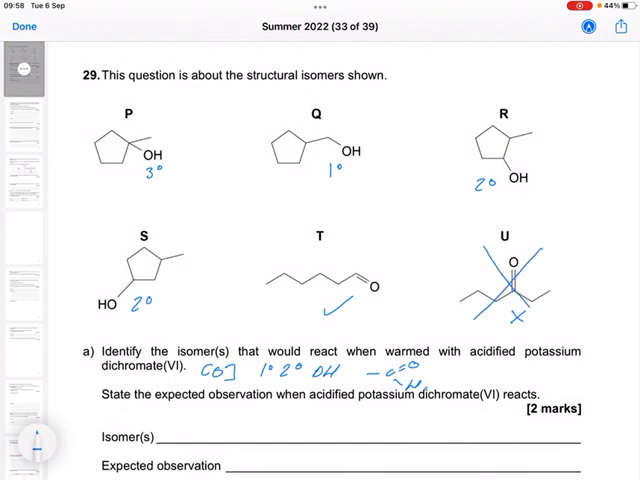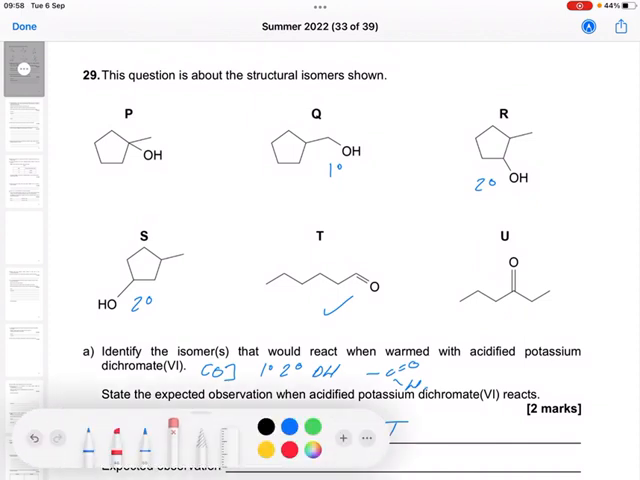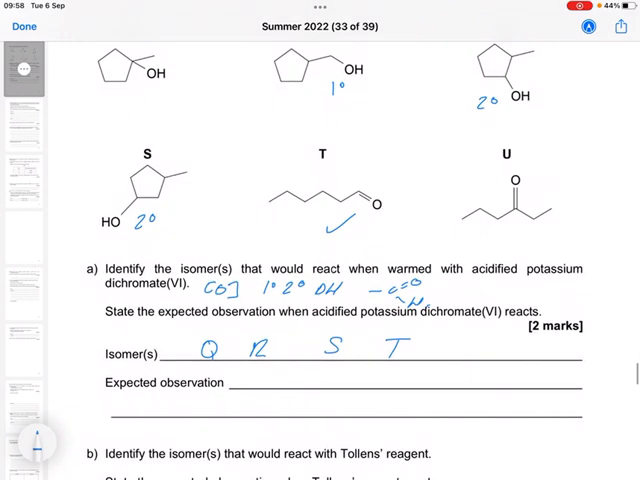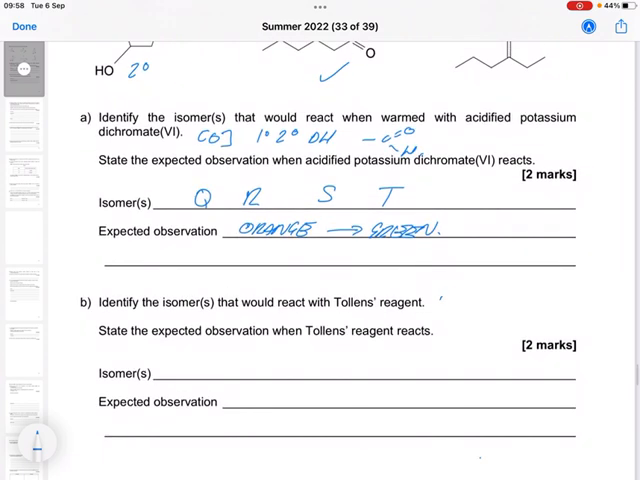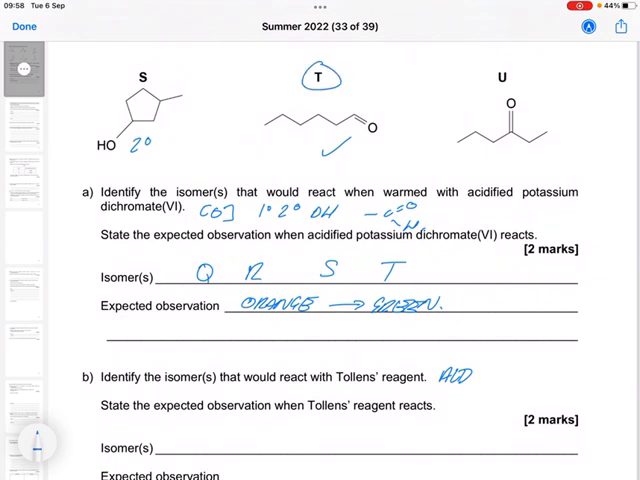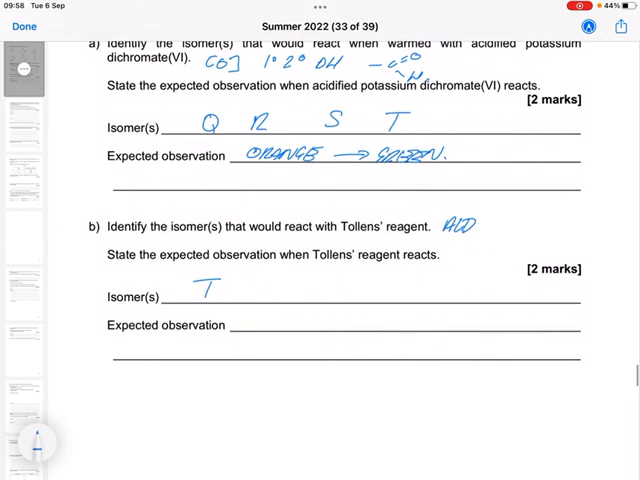So it won't react with U, it won't react with P. So the isomers Q, R, S, and T are the ones that it will react with. So let me just rub those out now. Okay, I'll leave those on so I know that those are the ones that it will react with. The observation: acidified potassium dichromate goes from orange to green. And then with Tollens' reagent, for an aldehyde, the only one that is an aldehyde is isomer T, and the expected observation is a silver mirror or precipitate.